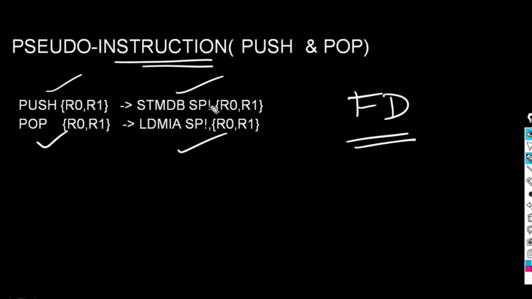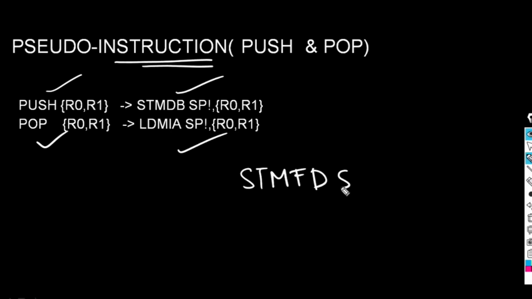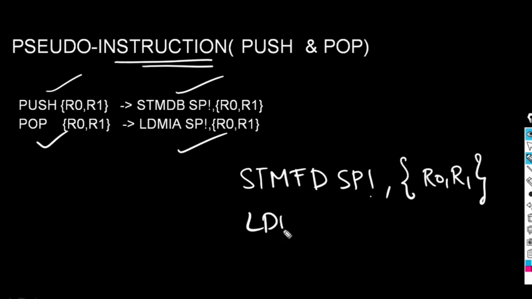And one more thing you can see is that here we have not specified the base register, but automatically we know that because it is a push pop operation, which are stack operations, the base register considered will be the stack pointer, or you can specify it as R13. So this is exactly the same as specifying STMFD SP!, R0, R1. And this is exactly the same as specifying LDMFD SP!, R0, R1.